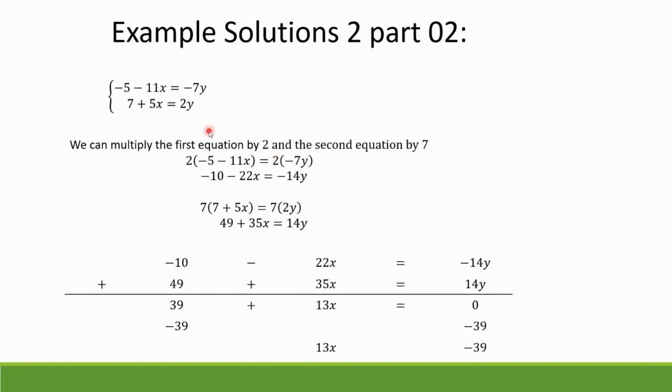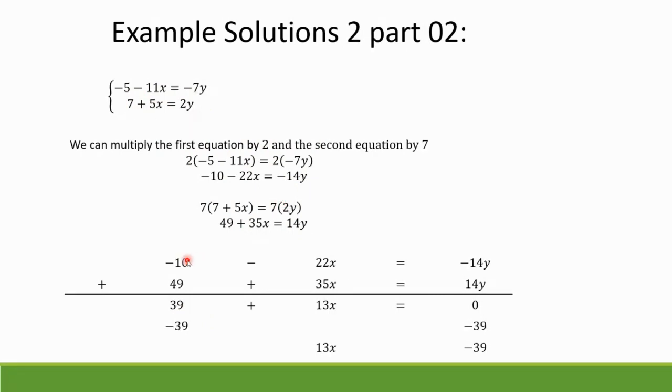And why is that going to help us? Well, because we're going to kill off the y's. So for the first equation, we'll get 2 times both sides. We get negative 10 minus 22x is 14y. And for the second equation, if I multiply both sides by 7, you get 49 plus 35x equals 14y. And you can see that the y coefficients are the same except for the sign. They're opposite in sign. You could have killed off the x's if you want. You would have to multiply the second equation by 11 and the first equation by 5. You could do that. That would work also.